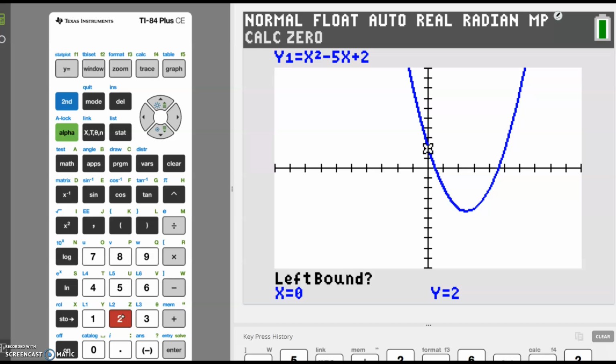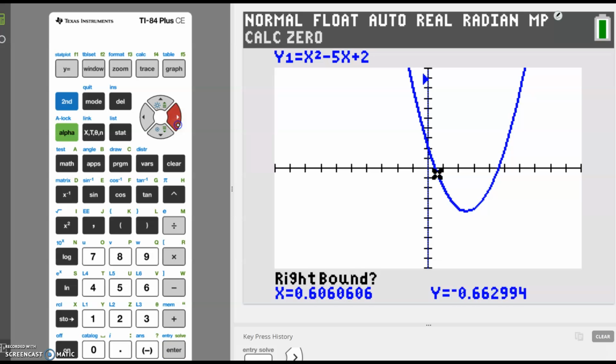So for finding the x-intercept on the left there between 0 and 1, it's in a good place, so I'll just hit enter. Then it'll say right bound. I'll use the right arrow to get below it. Hit enter again. And then it says guess. There's no need to guess because there's only one x-intercept there, so I'll just hit enter again. So I get approximately 0.44. Two decimal places is fine for us.